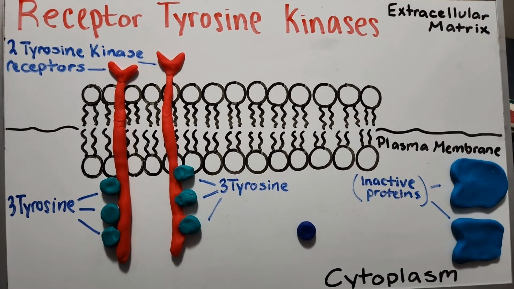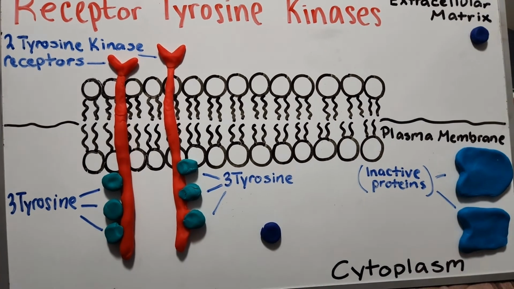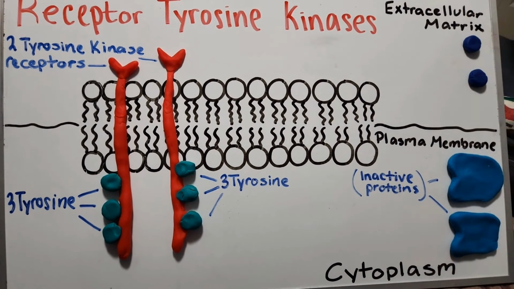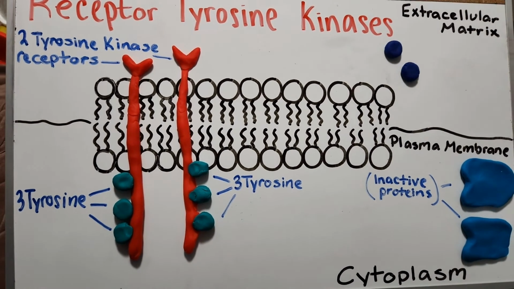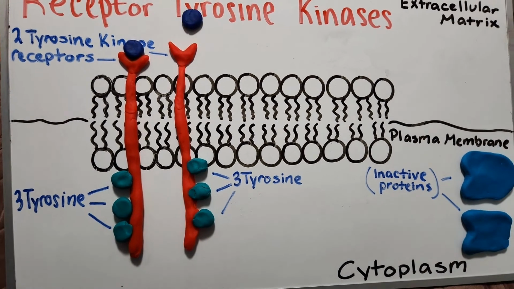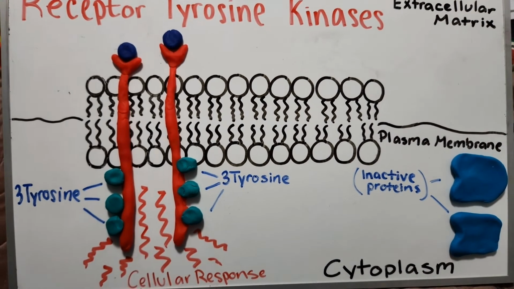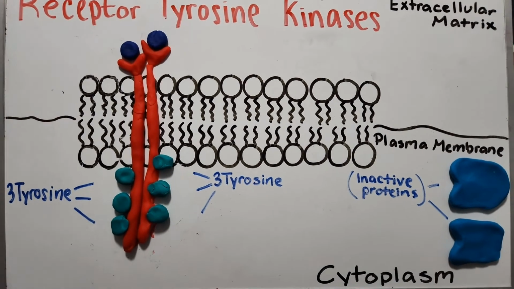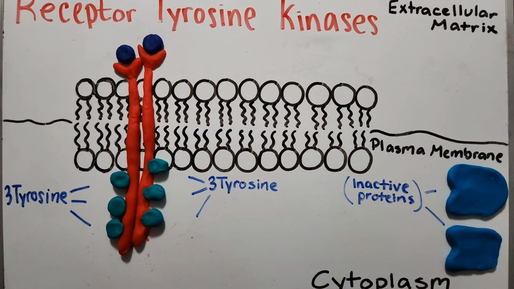In the extracellular matrix, we have 2 ligands present, which is our signaling molecule. To get started, we have 2 ligands that move to the tyrosine kinase receptors, and they attach together. These receptors are now activated, causing a change, making the receptors bind together, causing a cellular response.